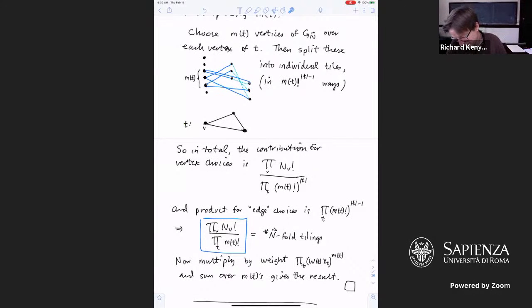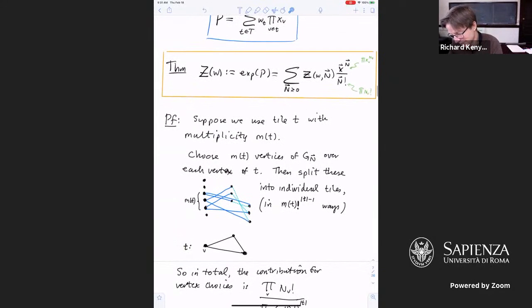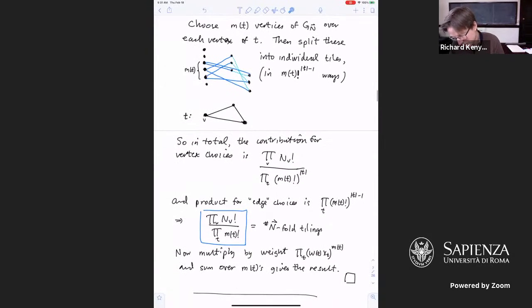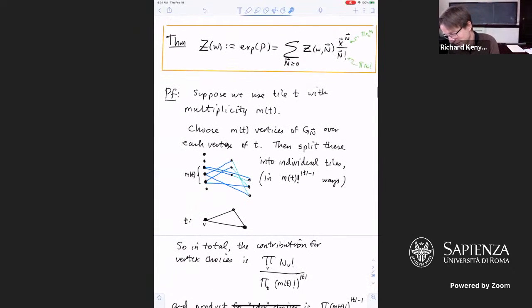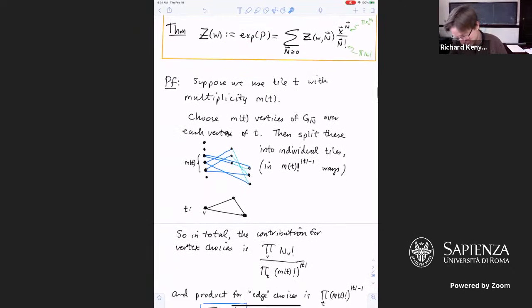And now you just multiply each of these combinatorial factors by the corresponding weight, which is the WT to the MT, and the XTs are just the variables. And then when you sum, you naturally get this exponential summation. Sorry, if I multiply this combinatorial factor times the weight and then sum over all possible choices of MTs, you just get that exponential. I hope that didn't go by too fast, but that's the proof.